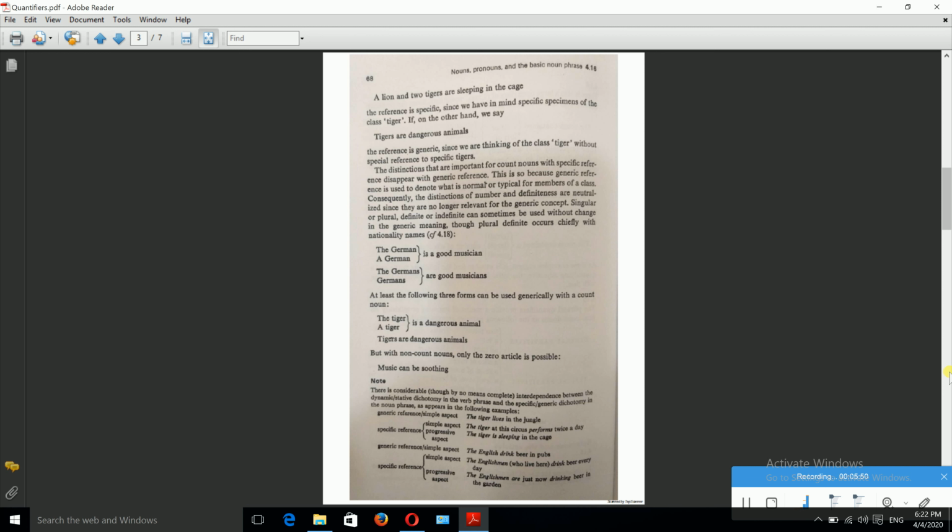At least the following three forms can be used generically with count nouns. The tiger is a dangerous animal. A tiger is a dangerous animal. Tigers are dangerous animals. But with non-count nouns, only the zero article is possible. Music can be soothing.